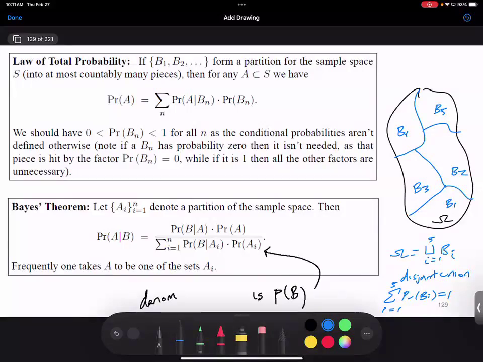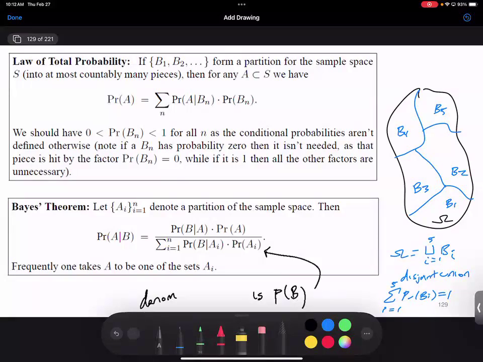And so over here, this is another way of writing Bayes' rule. The probability that A happens given B is the probability B happens given A times the probability of A, divided by the sum of the probability that B happens given A_i times the probability of A_i. Oops, and there's a typo here. The denominator is not the probability of B. What is the denominator? Oh, no, it is the probability of B. Sorry, yes, it is the probability of B.